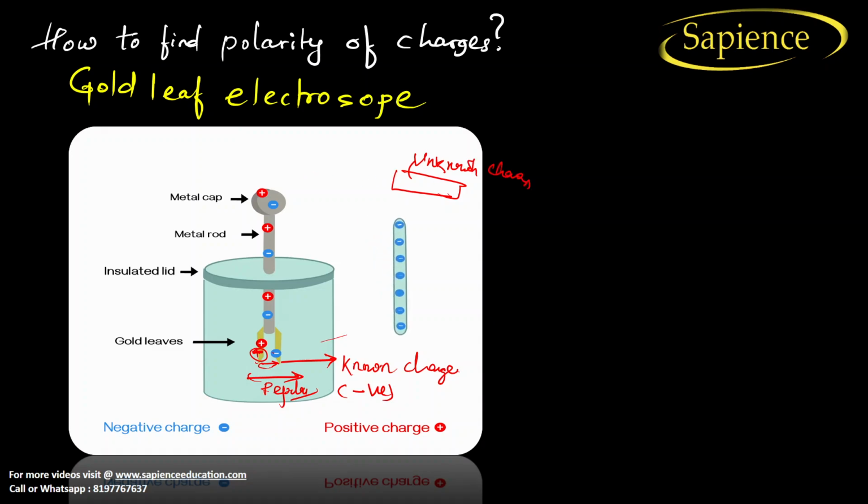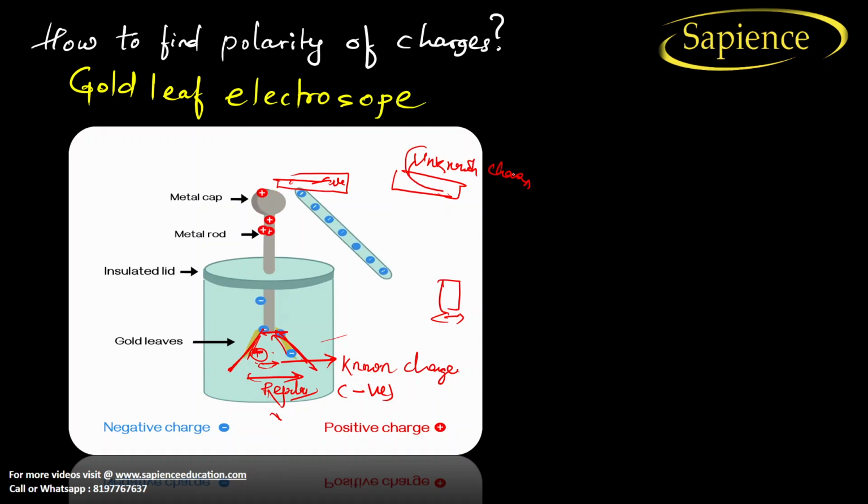if there is an unknown charge and you touch this unknown charge, what will happen? If extra repulsion happens, it means that there is a negative charge. Why? Because it is already negative here, and if you put extra negative, there will be more repulsion. But if there is an attraction, see here, earlier it had a negative charge, due to which there is a divergence, and when you put an unknown charge and there is an attraction between the gold leaf, it means that it is definitely a positive charge. So in this way we can find the polarity of any charge.